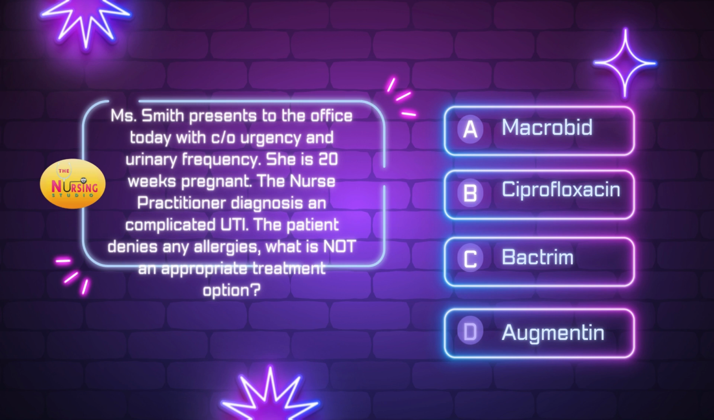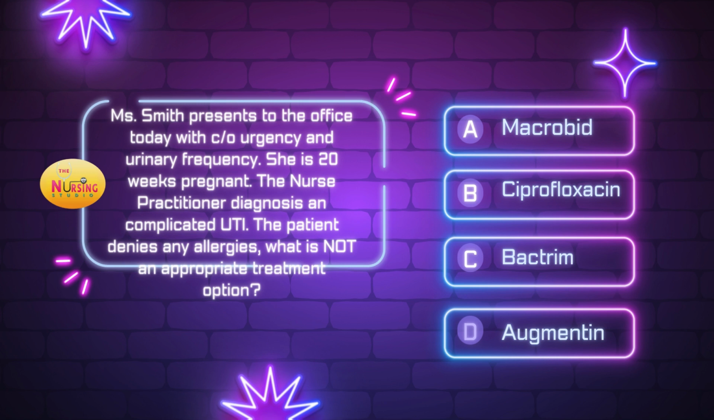All right, stem of the question states the patient denies any allergies. What is not an appropriate treatment option? We like to read the stem of the question for purposes just like this. I tell you so it can allow you to slow down, right? And make sure that you're answering what they are truly asking. This says, what is not an appropriate treatment option? Your best answer here is C, Bactrim, because this person has a UTI. It is complicated because why? This patient is pregnant, right?